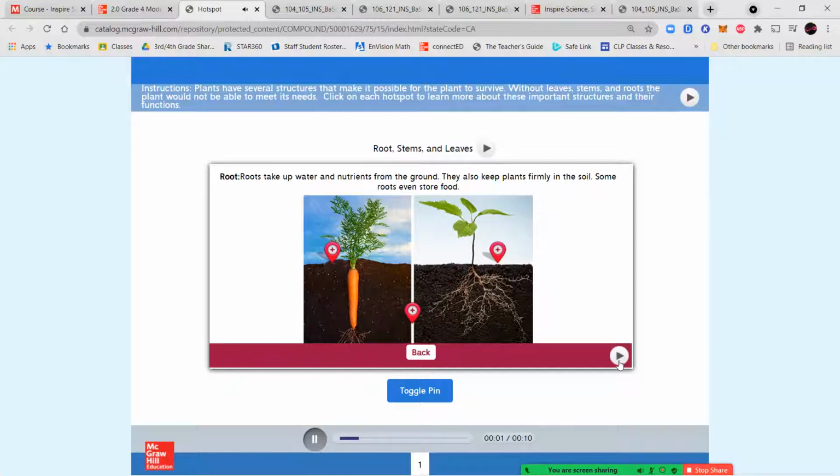Root. Roots take up water and nutrients from the ground. They also keep plants firmly in the soil. Some roots even store food. When you think about roots, think about these as where your plant is soaking up its water from. So it takes the water, it collects the moisture and the nutrients out of the ground, and it delivers those up into the different plant parts.